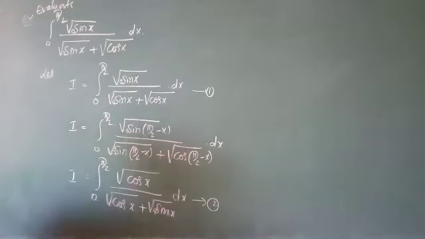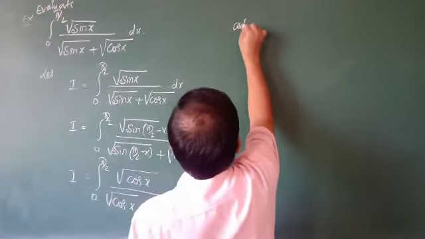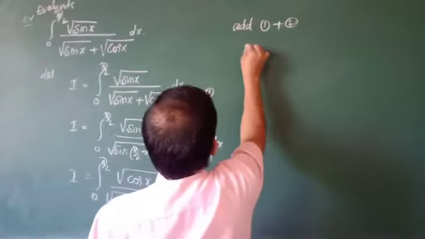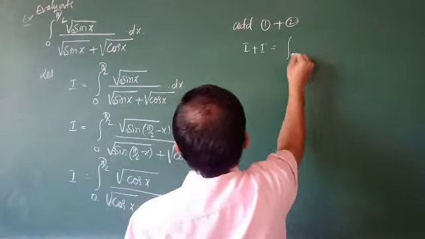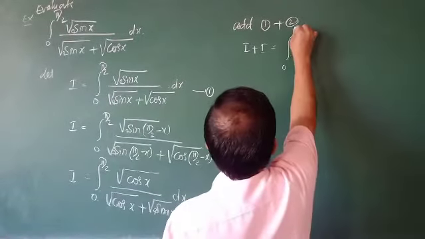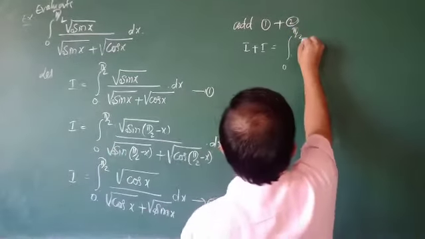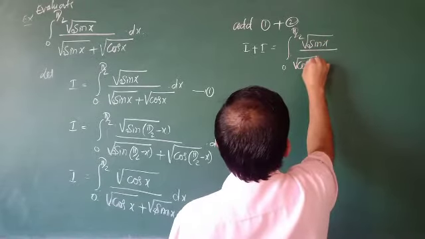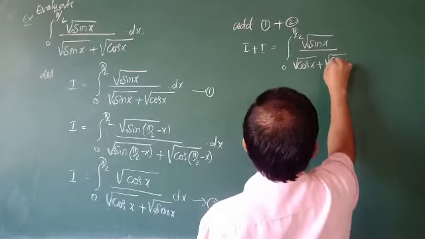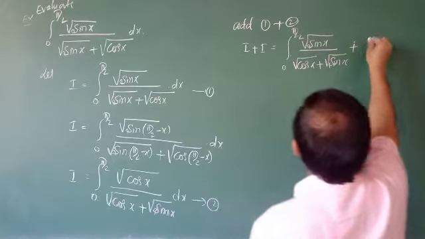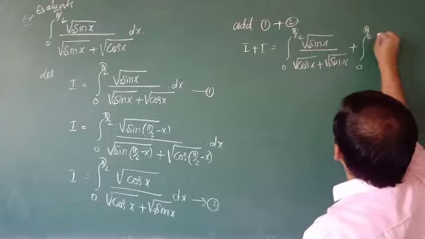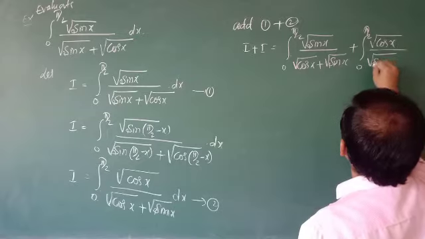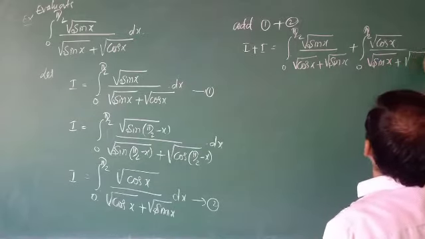Now add 1 and 2. Adding, I plus I is equal to the integral from 0 to pi by 2 of square root of sin x divided by square root of cos x plus square root of sin x, plus square root of cos x divided by square root of sin x plus square root of cos x.